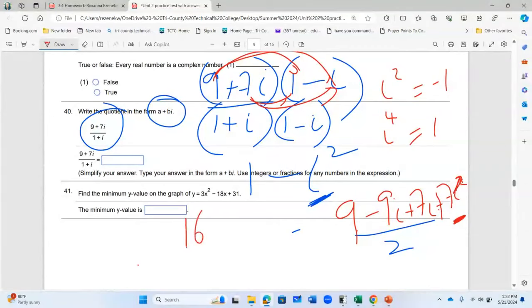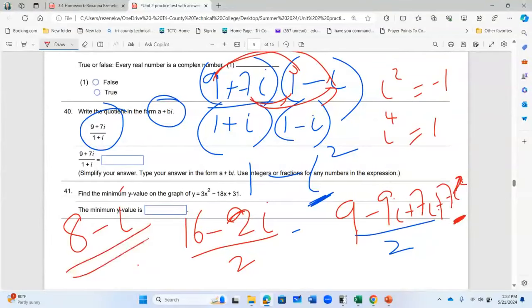So I have 16 minus 7i plus negative 9i is negative 2i. Negative 2i divided by 2. Okay, so simplifying, I have 8 minus i. My function is now in the standard form of a complex number, where the real part is 8 and the imaginary part is negative 1.